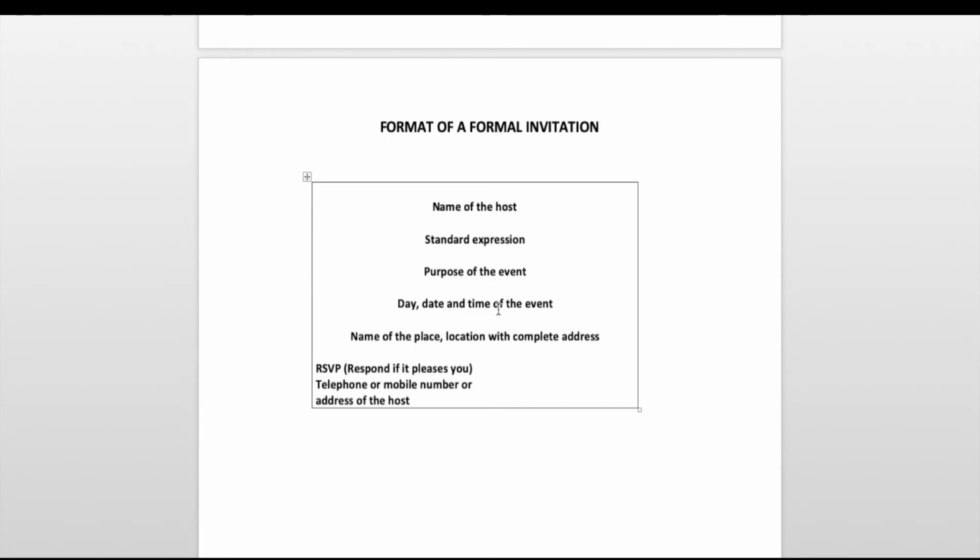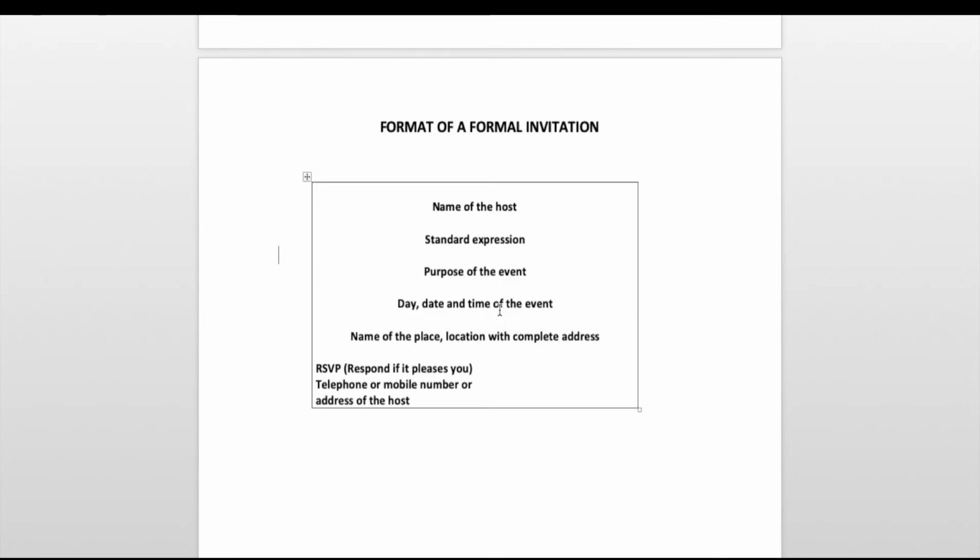Then comes the date and time of the event, without which the person would not be able to reach the event. So Miss Gupta requests the pleasure of your company on the inauguration of her boutique taking place on 20th October 2020 on MG Road, Ludhiana, from 9 a.m. onwards. So all of the details regarding the place of the event, that is MG Road, 9 a.m. onwards, the complete address would be given in this invitation.